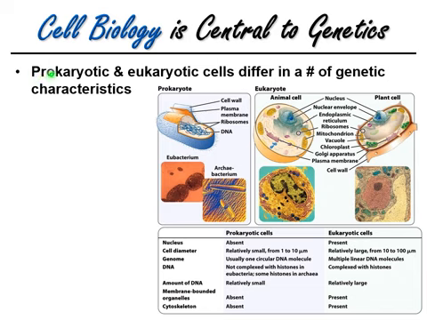And so pro is before, eu is true, karyon is essentially, it makes you think of a little kernel. So this is before there was a little kernel, and this has a true kernel in the center of its cell. That kernel turned out to be the nucleus. And so prokaryotic and eukaryotic cells differ in a number of different genetic characteristics, not just whether they have a nucleus or not, but that is primarily the biggest difference between them.